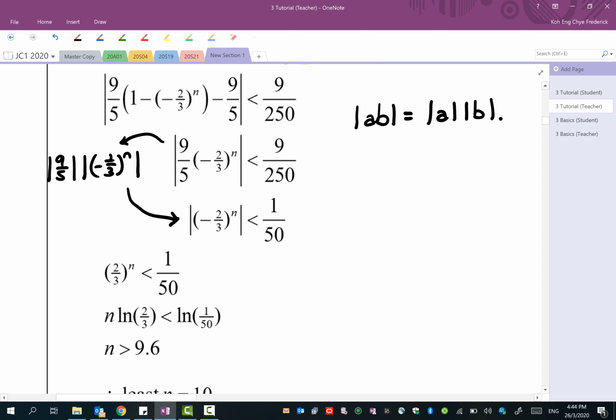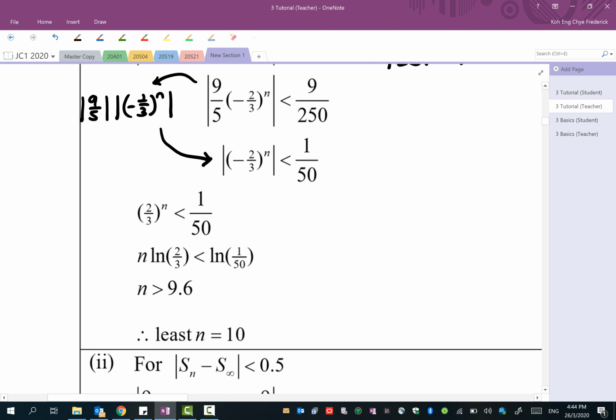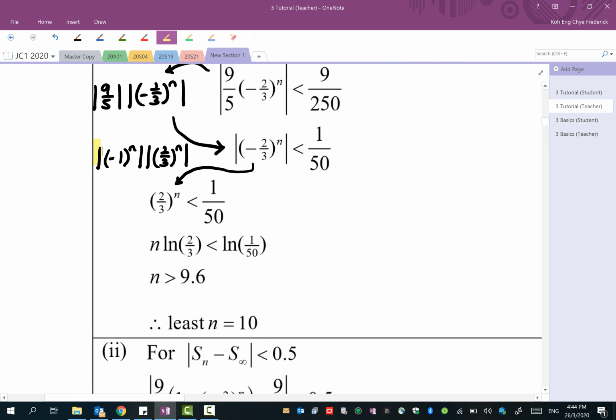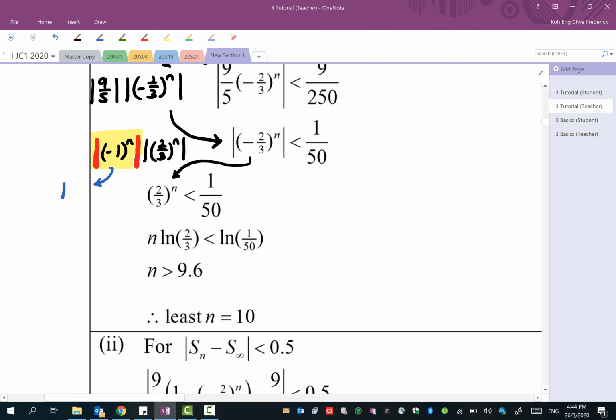Of course, I bring the 9 over 5 over. Next, again, a lot of things are going on over here. I split this part into -1 power n and 2 over 3 power n. You want to pay attention that this will always give you 1. Regardless of whether n is an even or odd number, whether you get 1 or -1, because you have the absolute sign, you make it 1. And that was how they conveniently got this.